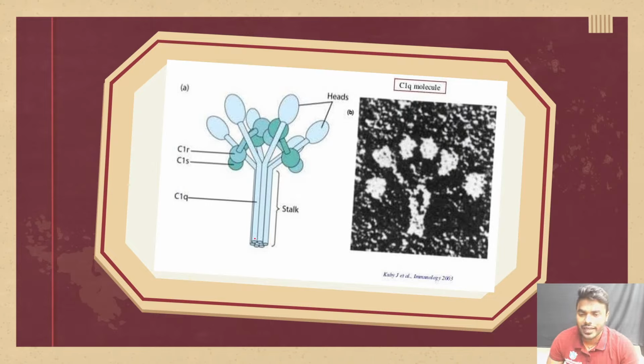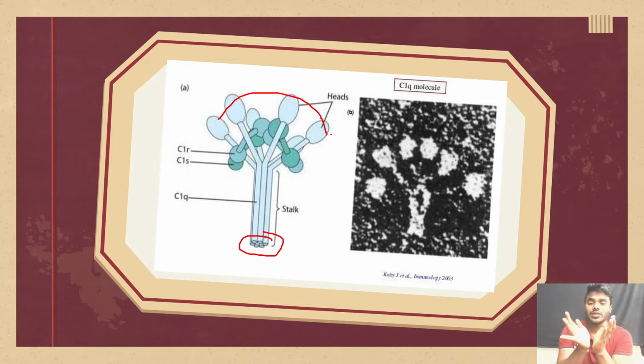All of you look into the diagram. There is a long stalk and one head. You can look into that diagram carefully. Like that, 6 stalks containing 6 heads. Very simple.